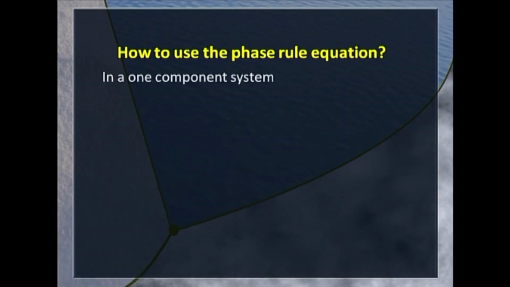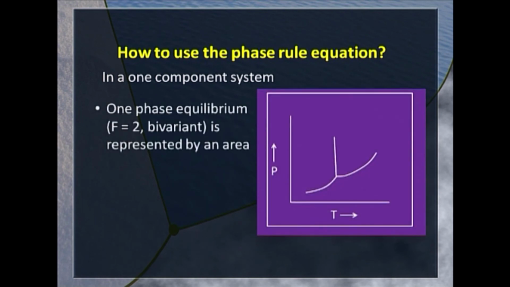And by studying the behavior of water under various combinations of temperature and pressure, we will be able to get the various equilibria that are present in the system. In a one component system, therefore, if we look at one phase equilibrium, we can have one solid, one liquid and one gas. The system will be a bivariant system for which F is equal to 2, which in the phase diagram is represented by an area, because we need to specify pressure and temperature in order to define the system completely.